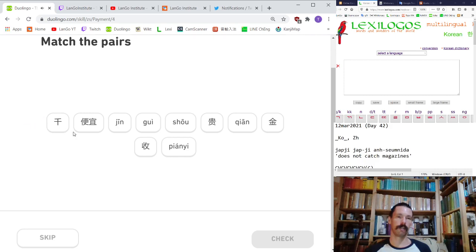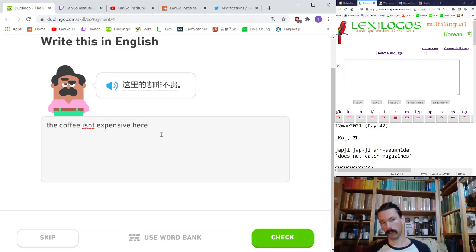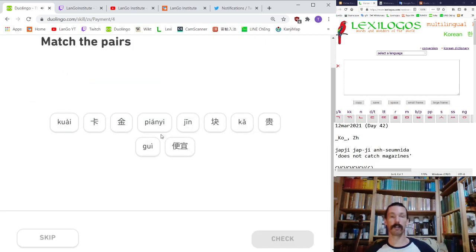这里的咖啡不贵。So the topic is long here. The coffee from this place, 不贵, comment is not expensive. The coffee isn't expensive here. Sounds better with that "n't" in English.